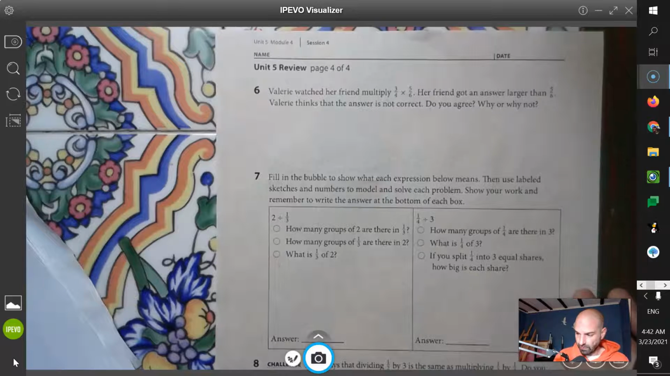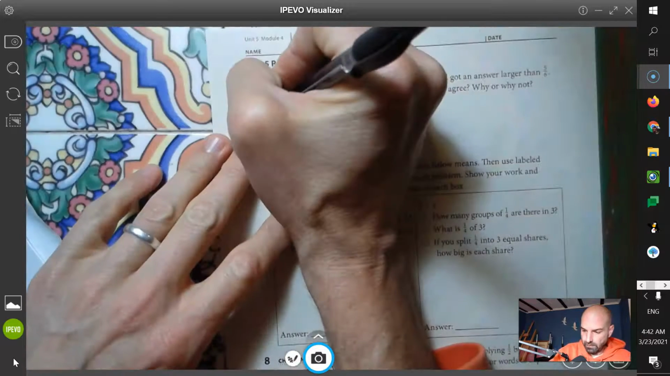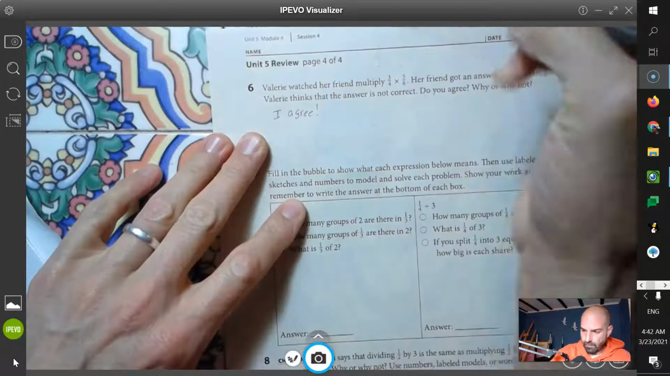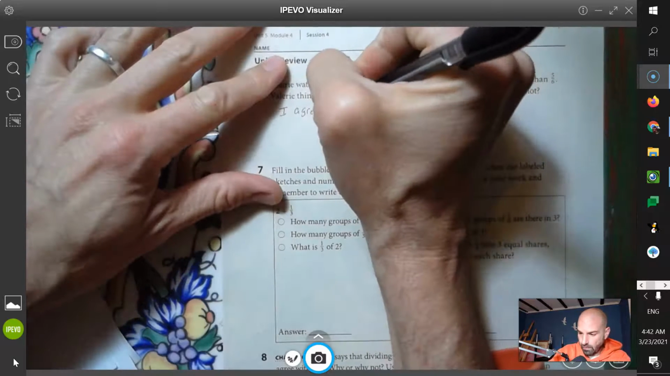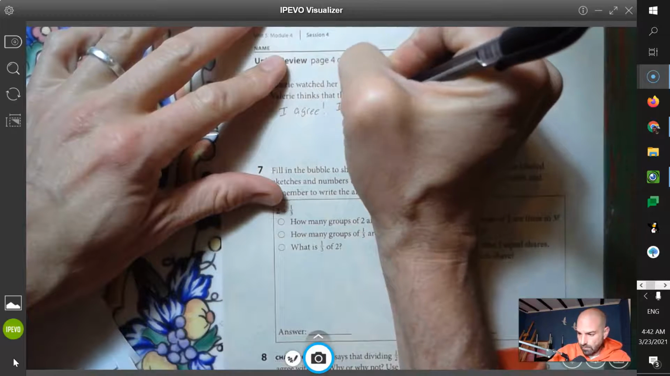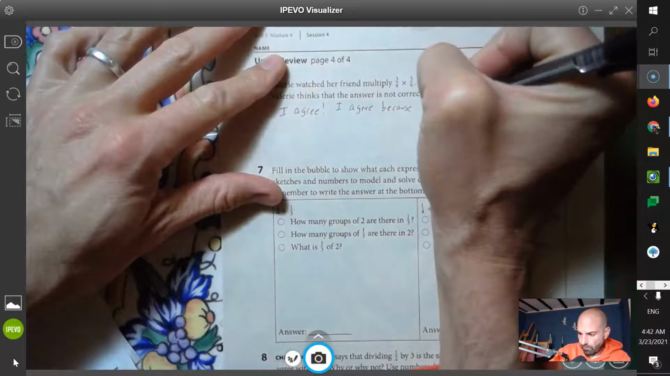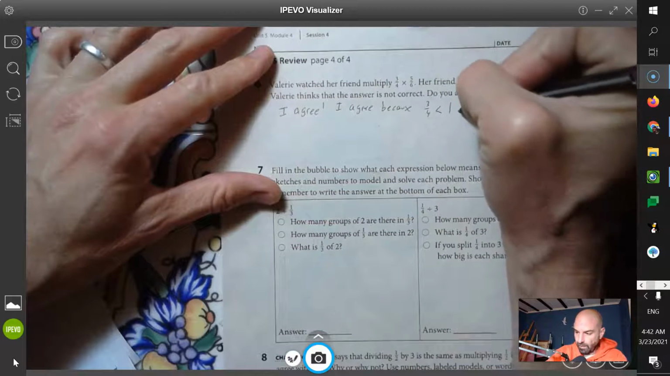All right, Valerie watched her friend multiply 3/4 times 5/6. Her friend got an answer larger than 5/6. Valerie thinks that the answer is not correct. Do you agree? Why or why not? I agree. Why do I agree? Okay, I agree because 3/4 is less than 1. And why would that be important?